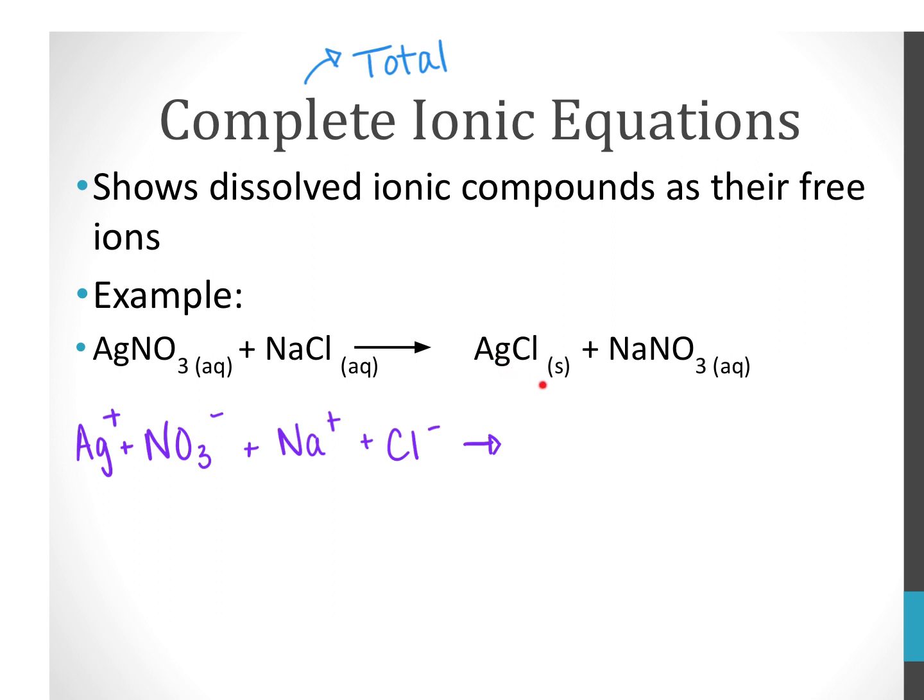Then we have silver chloride, and it's a solid. That means it's going to stay together in water, so I'm going to keep it together in my equation. I'm going to write AgCl, and it stays bonded. And then finally we have sodium nitrate, which is aqueous. What does aqueous mean? It dissolves, so it breaks up into sodium ion plus nitrate ion.